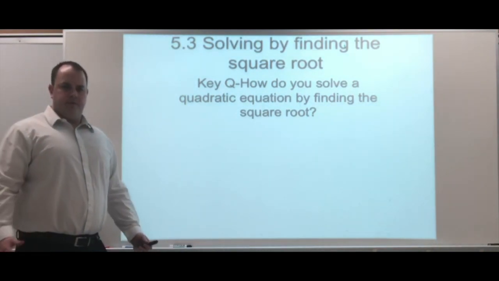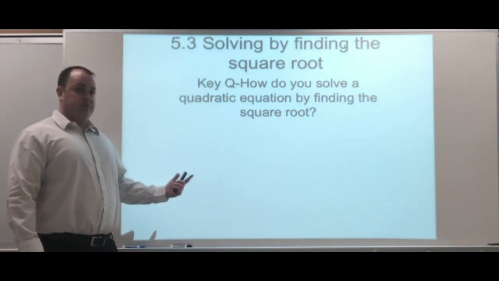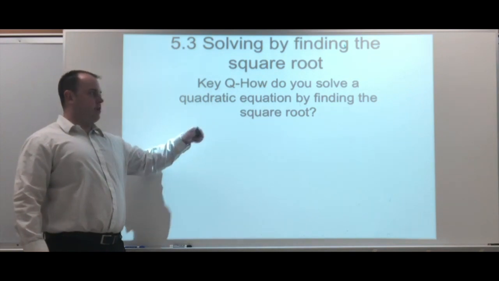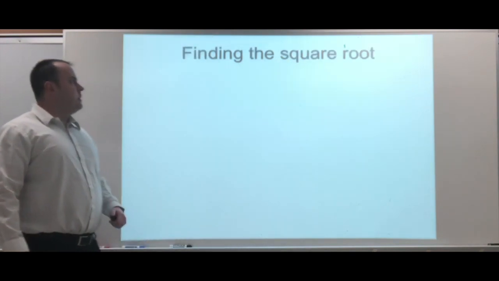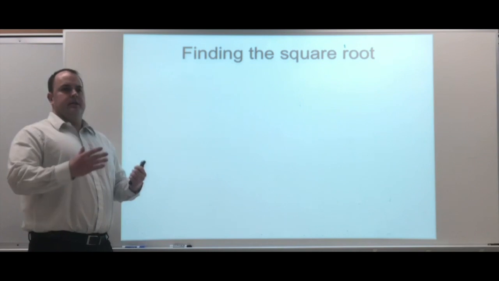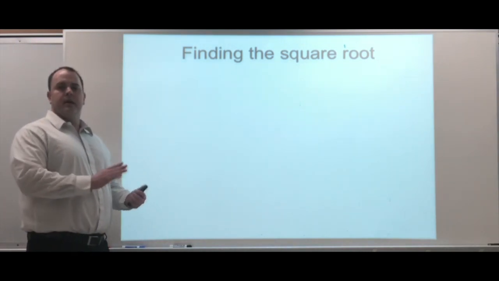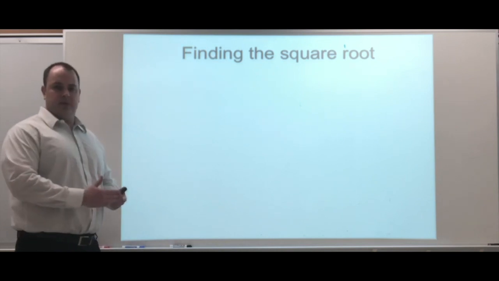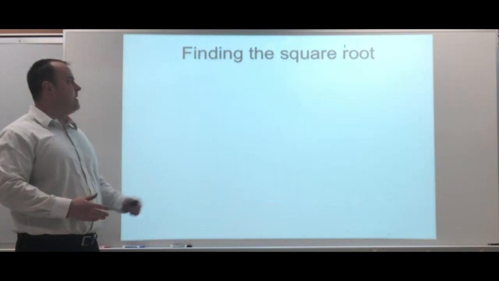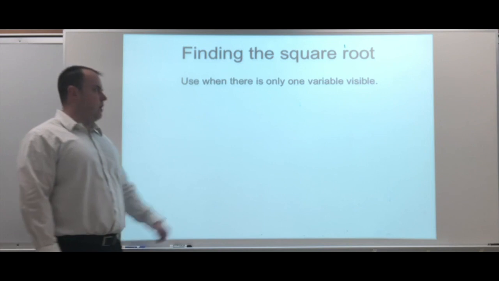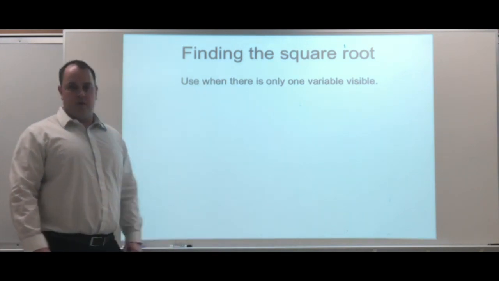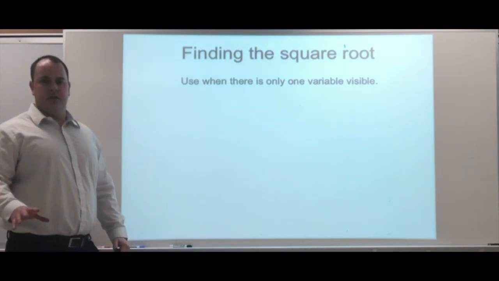So we made it through the first part of 5.3. Now we're on to the actual solving part. How do you solve a quadratic equation? By finding the square root. Finding the square root is good, and this is a suggestion, just like when we did linear combination. I suggested when to use substitution, when to use linear combination. I'm going to suggest you use finding the square root when one variable is in the equation.